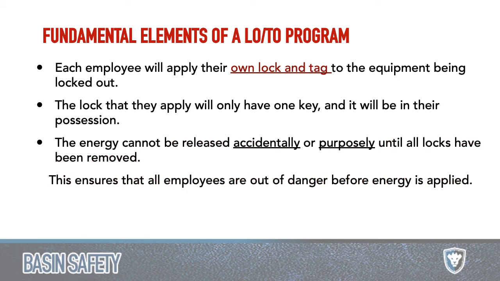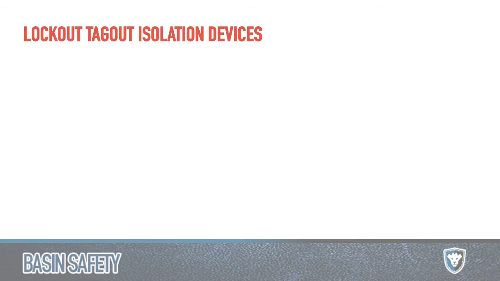Tags can sometimes be multiple use. For example, if you have a multi-lock hasp with 10 different locks on it, it's possible to use one tag, as long as each lock is identified. The lock that applies will only have one key and it will be in their possession. The energy cannot be released accidentally or purposefully until all locks have been removed, and this ensures that all employees are out of danger before any energy starts moving again.